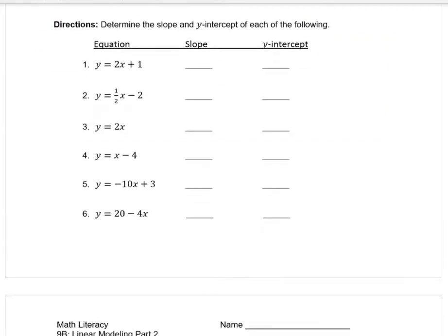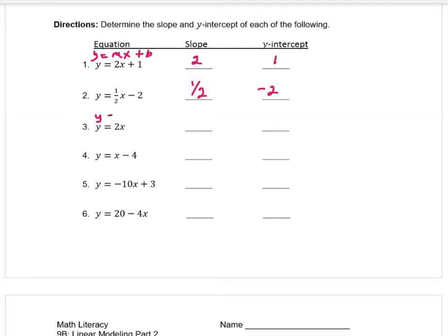Okay, we're going to start off by looking at some equations and identifying the slope and the y-intercept. Remember that the slope-intercept form is y equals mx plus b. So I can see here that on problem 1, the m is 2 and the y-intercept is 1. On problem 2, the slope is 1/2 and the y-intercept is -2. Be sure that you get that negative sign in there with it.